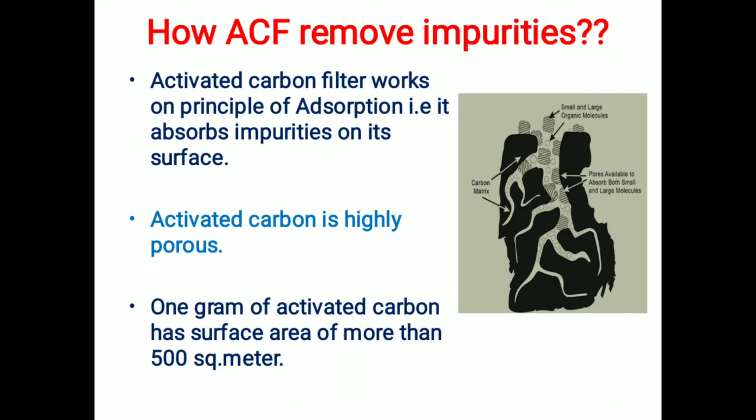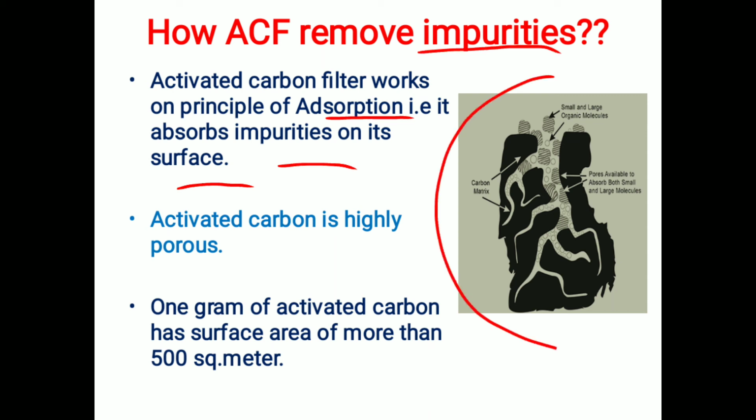Now we'll see how the activated carbon filter removes impurities. Okay, so we know that the activated carbon filter works on the principle of absorption, that is, it absorbs impurities on its surface. First of all, we'll see what absorption is. Absorption is nothing but the phenomenon of absorbing impurities or substances on its surface, on its pores.